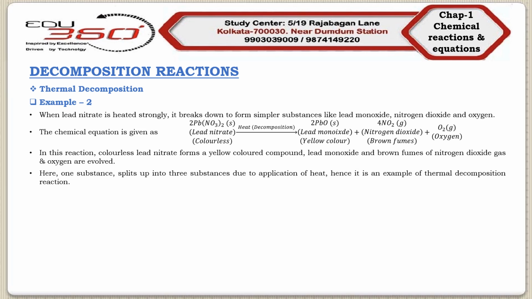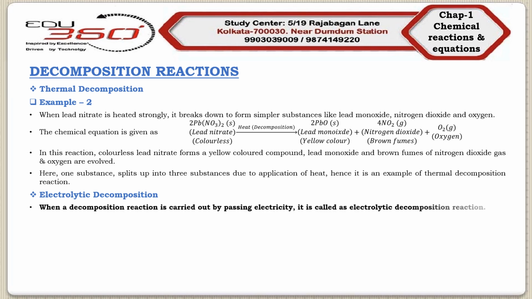Now we will consider the next type of decomposition reaction, which is electrolytic decomposition reaction. This type of decomposition reaction will be carried out by passing electricity. So we can say that when a decomposition reaction is carried out by passing electricity, it is known as electrolytic decomposition reaction.